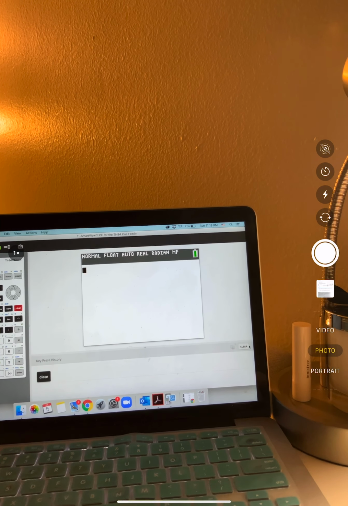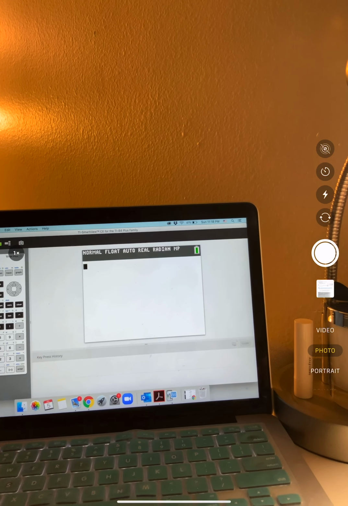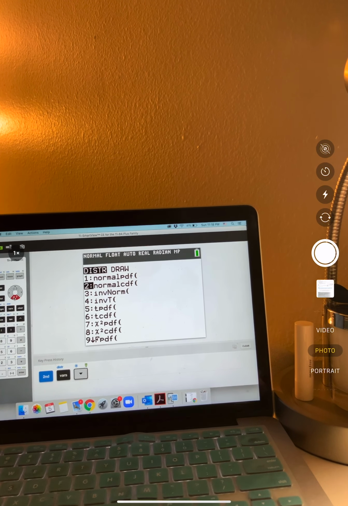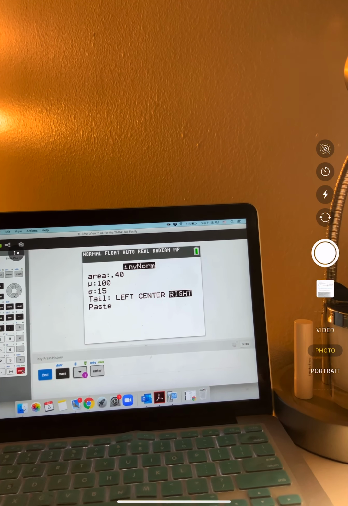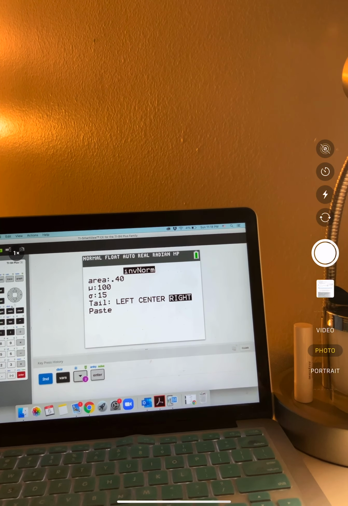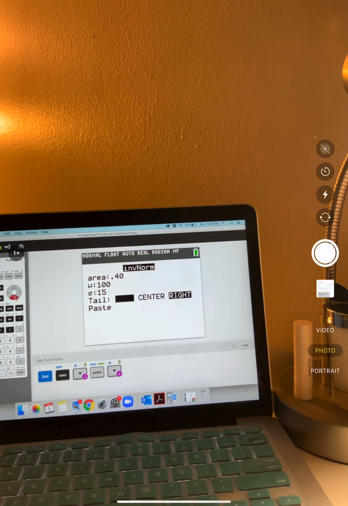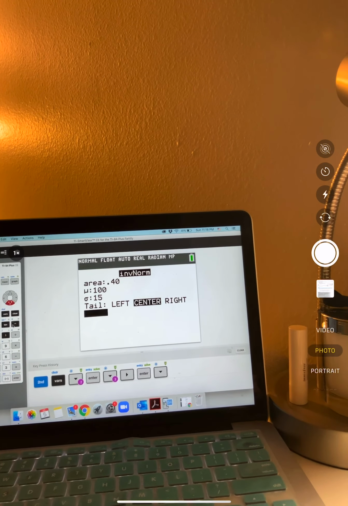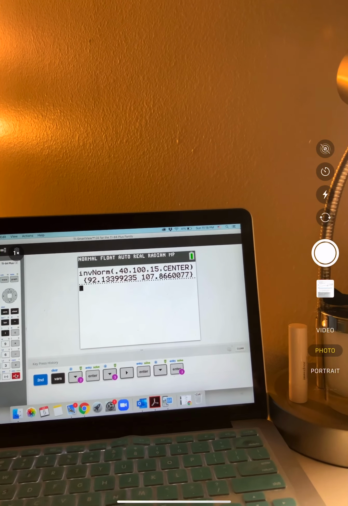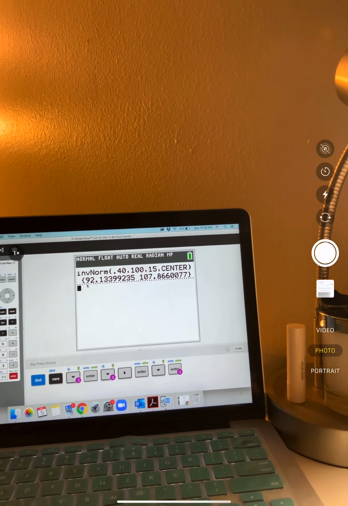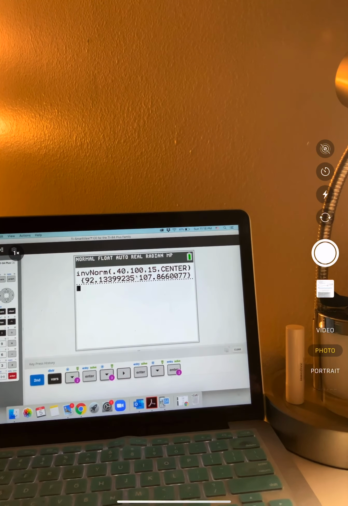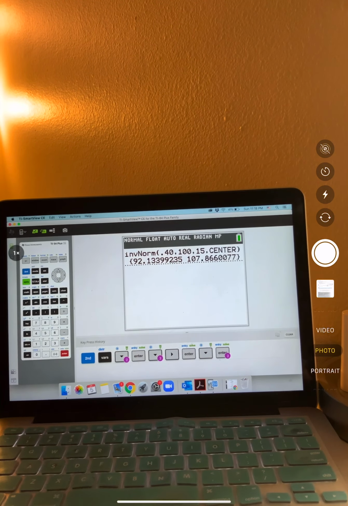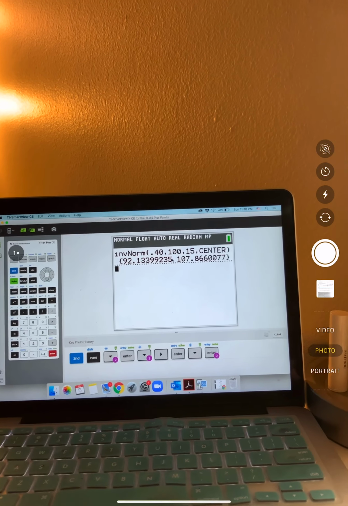Let's clear the screen so it doesn't get confused. Second, vars, inverse norm, 0.40, 100, 15. The tail is center. And then paste. You see the two values, 92, rounding to the whole number, and 108. So they give you both numbers at the same time, 92 and then 108.